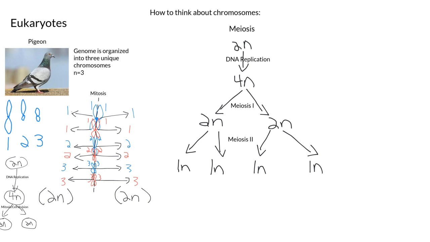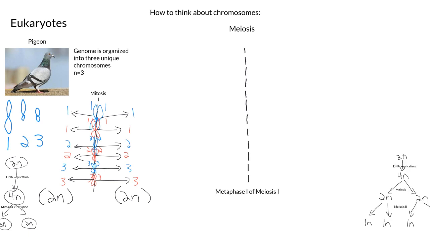These haploid cells are referred to as gametes, as stated before, and they are non-identical. So meiosis doesn't produce identical daughter cells the way that we saw in mitosis. Let's now look at metaphase 1 of meiosis 1.